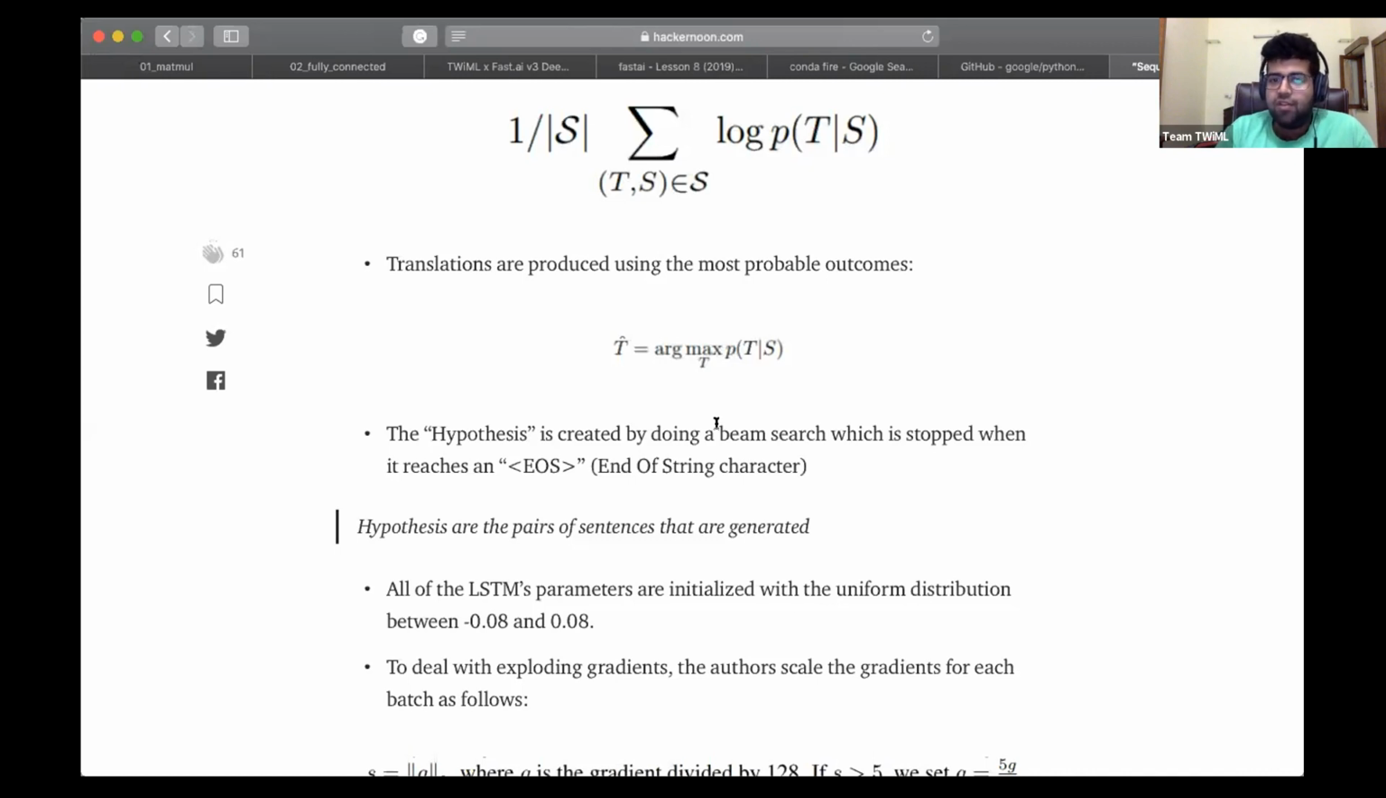So for those reasons also you would want to do a beam search. And this stops when you reach the end of statement character, because you just wanted to predict a sentence. So I assume this is a sentence to sentence translation.